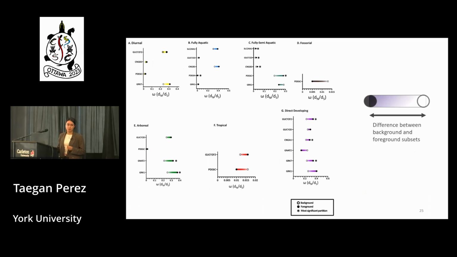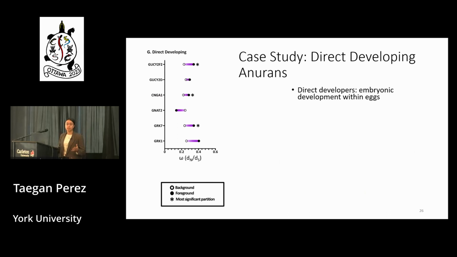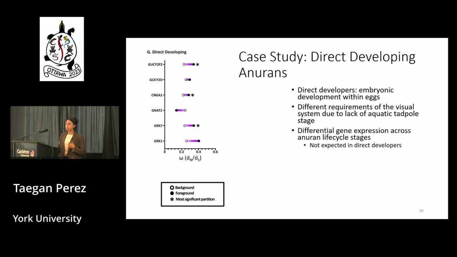All this figure is showing is the difference between the background omega value and the foreground omega value, and the literal distance between those two is that difference. Direct developing anurans are those whose embryonic development takes place within the egg. It's been previously hypothesized that due to this lack of an aquatic tadpole stage, there are different requirements of the visual system in these species. We also know there's evidence of differential expression across anuran life cycle stages, but we don't know what that's doing to the visual system and what the selection value would look like for that.